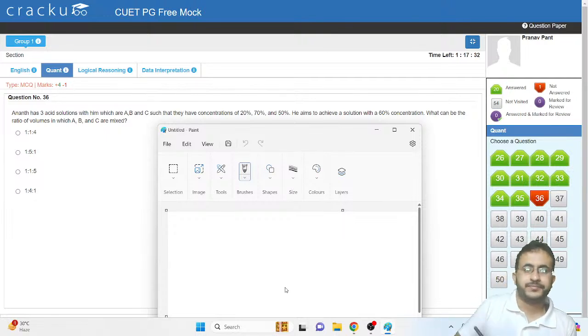Anant has three acid solutions A, B, C. They have concentrations of 20, 70, 50. He aims to achieve a solution of 60% concentration. What can be the ratio of volumes in which A, B, C are mixed?